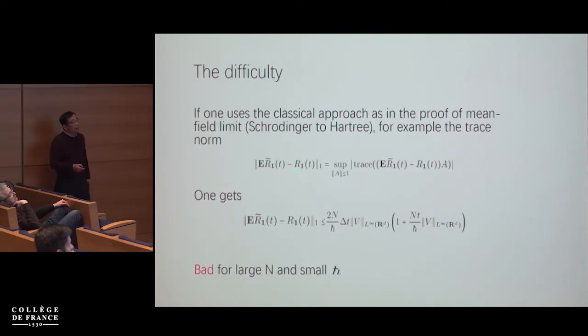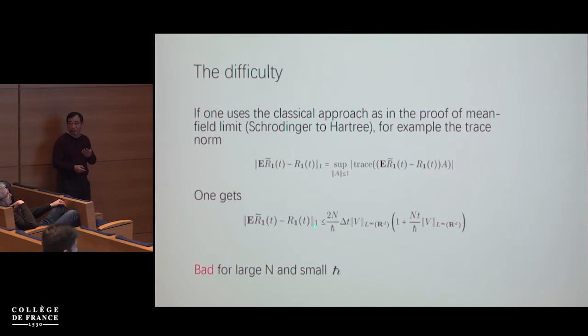And then, if you use a standard trace norm, what you typically end up with is an error estimate like this. That's exactly what I mentioned earlier. This is a weak norm, so you get time accuracy of order delta t, but you multiply by n divided by h bar, where of course n is large and h bar is small. It looks terrible. Okay.